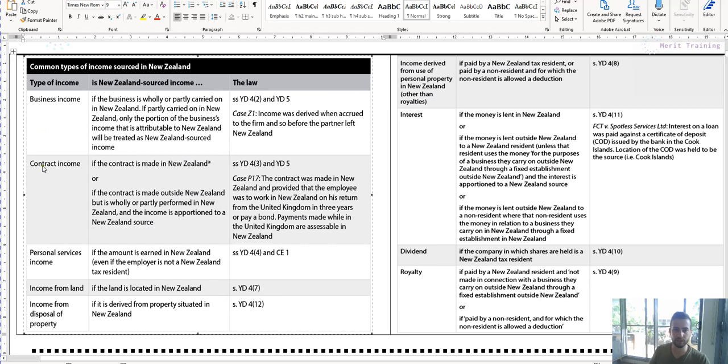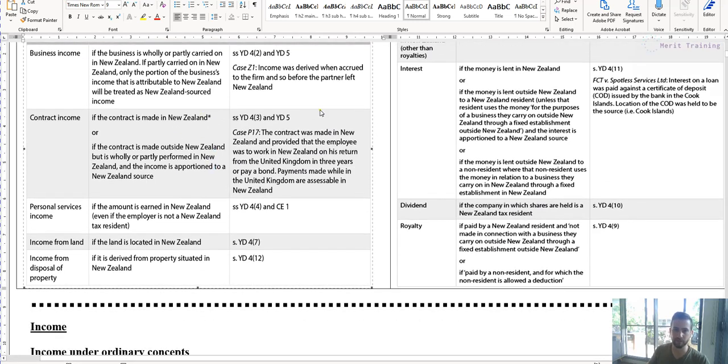So the next type of income is contract income. This is if the contract is made in New Zealand, or if the contract is made outside of New Zealand but wholly or partly performed here. For example, if you've got a contract to install something, are you carrying out the contract in New Zealand? If so, then it satisfies the latter leg of this. But maybe you're installing an offshore rig outside of New Zealand. If you're signing that contract in New Zealand, then that income will be derived in New Zealand. This is per YD 3 and 5 and case P17.